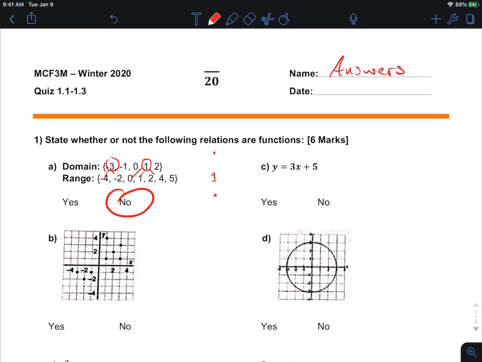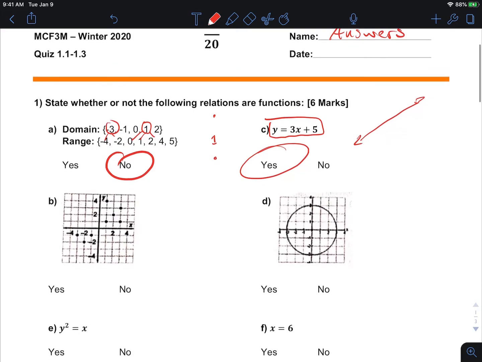Right. A line, this one, well, I'll do them out of order maybe. I'll go left to right. A line looks like this. It goes forever in both directions, right? So it's going to pass the vertical line test, right? So it is a function.